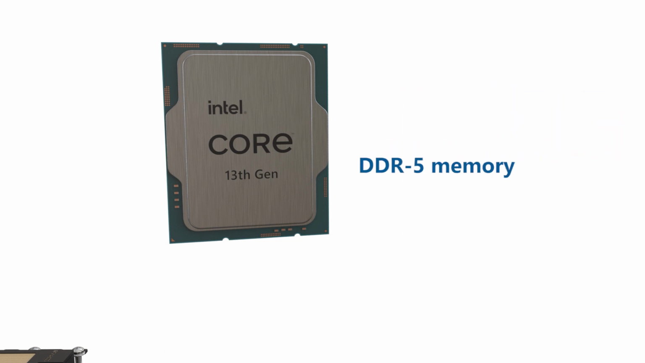DDR5 memory supports fast frequencies and high bandwidth and throughput, leading to enhanced workflow and productivity. It's double the memory bandwidth of DDR4 with lower power consumption. And memory-intensive tasks like 3D tools or video and photo editing are significantly better with higher res manipulation.